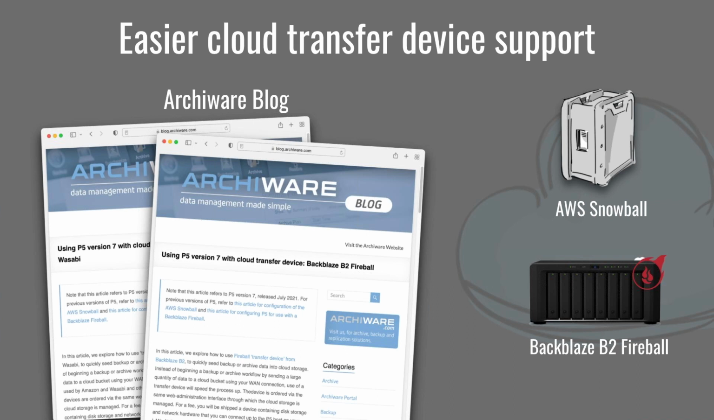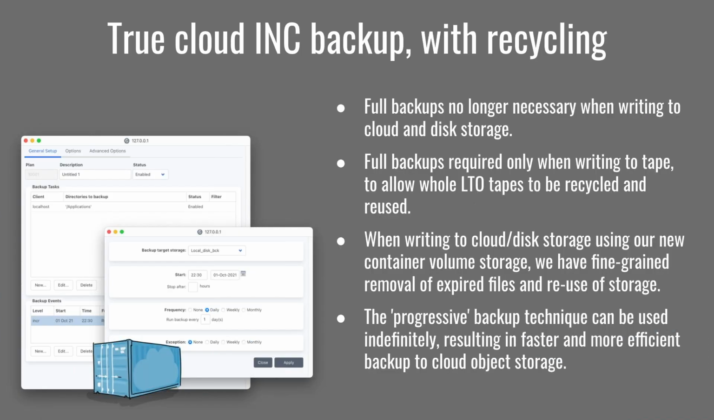If you go to the blog page, there's a couple of fresh articles that I've written there which explain how to do this in the context of both the Backblaze B2 Fireball, which publishes itself as an SMB share on your network, or something like a Wasabi Ball, or the Amazon Web Services Snowball, which use the S3 protocol across your LAN to allow you to access the storage locally. It would be complex for me to show you this in a demo, so I'll skip that, but just know that we've got better support for these cloud transfer devices.